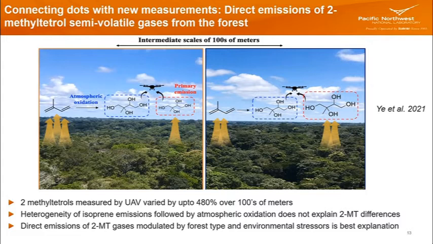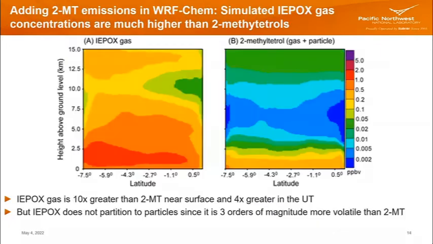So I was like, okay, this sounds like a great mechanism, and maybe it can help, because there is no other way I'm getting agreement. It was connecting the dots between different measurements and process level models. There is uncertainty in methyl tetrol emissions, but the paper came out with some limits. So in my work, I use the lower bound of methyl tetrol emissions to include in WRF-Chem.